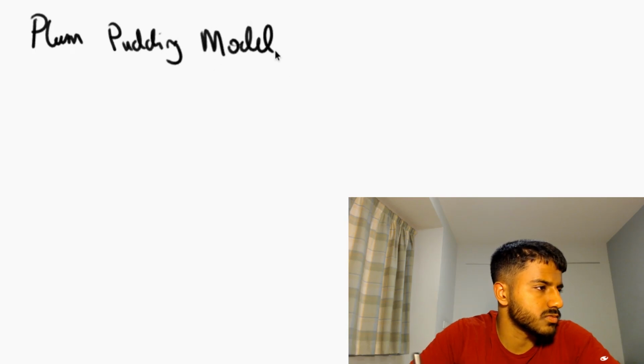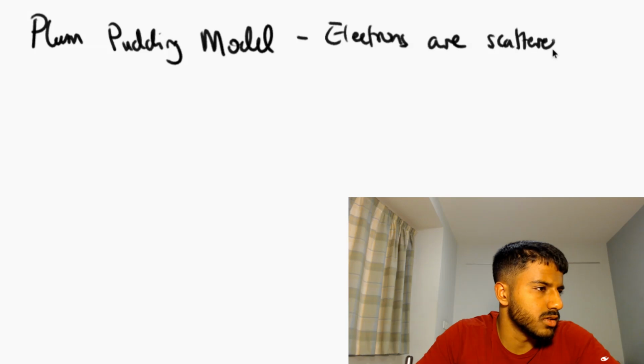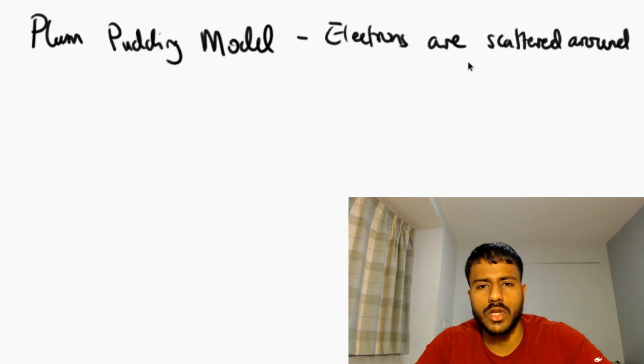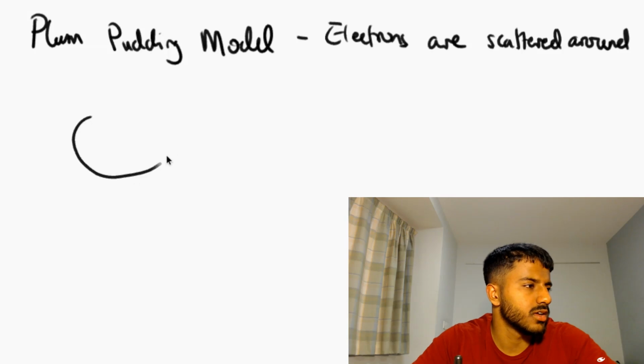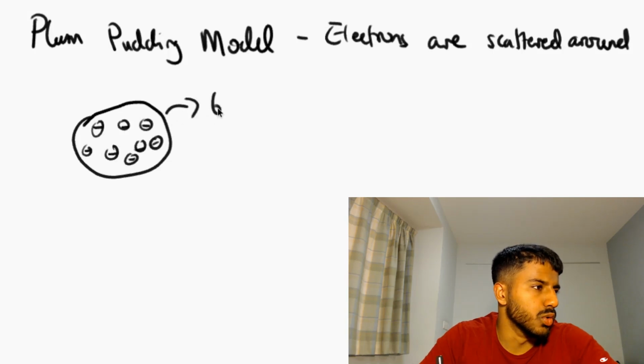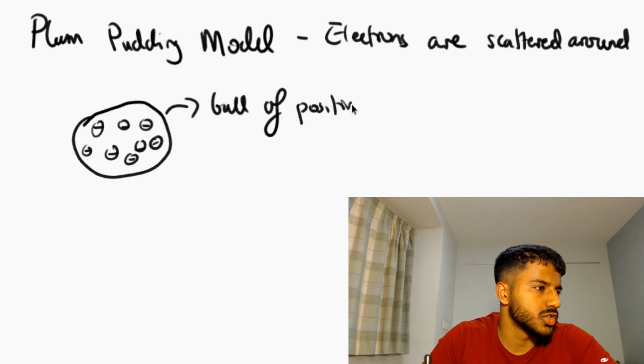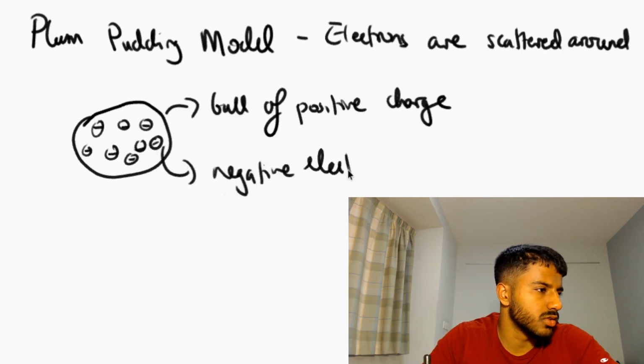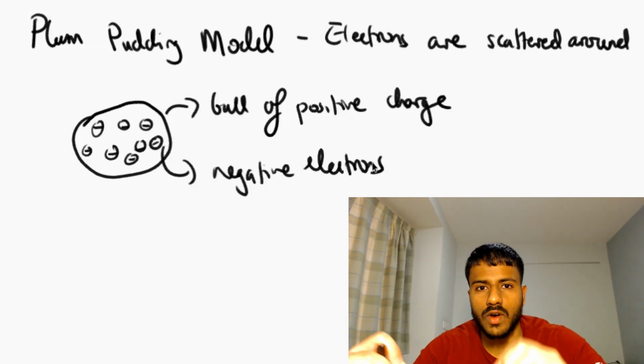model. And this is where electrons are scattered around. Now this plum pudding model suggested that you had a sphere of positive charge and then negative electrons scattered around the sphere. So this was a ball or sphere of positive charge, and these were negative electrons that were just dotted around the sphere.